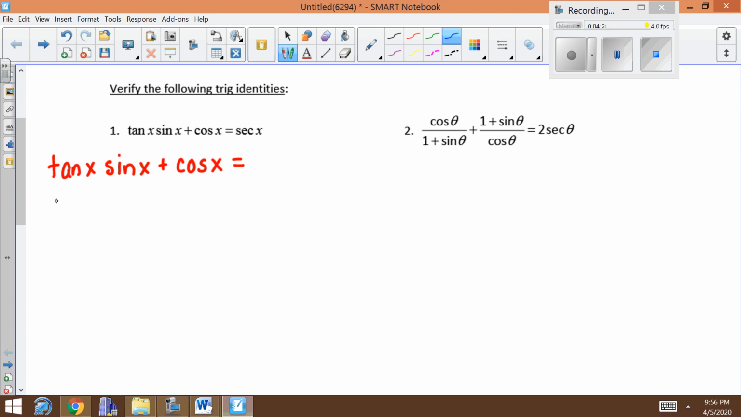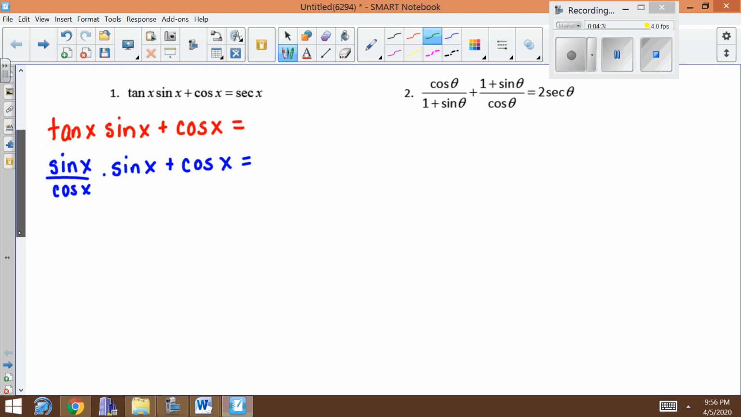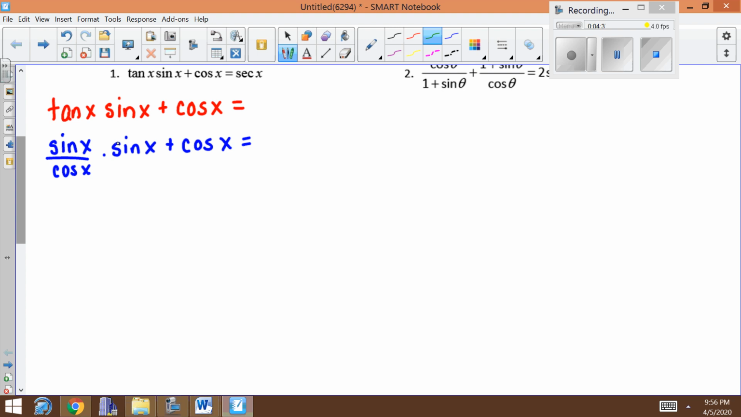So I know that I can change the tangent by our identities into the sine over the cosine. So that's going to be my first step of just going through and writing in some things that I know. So now I'm going to keep working with this left-hand side. If I'm multiplying here, I can now say that this is sine squared over the cosine plus the cosine. Notice I haven't touched the right-hand side here, okay?